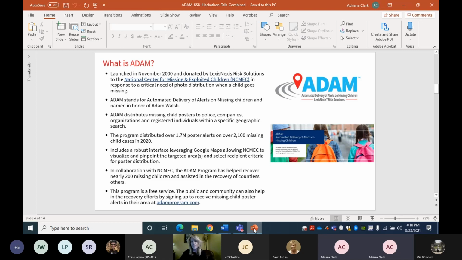So when NCMEC came to us with this problem, we immediately jumped at the opportunity to help. As I mentioned earlier, we're a technology company. We have the tools and resources we use in our everyday business. So why not help NCMEC and the community with such an important cause? And in a matter of months, we built the ATOM program, named in honor of Adam Walsh, and donated the system to NCMEC for their use to send out geo-targeted alerts of missing children posters.